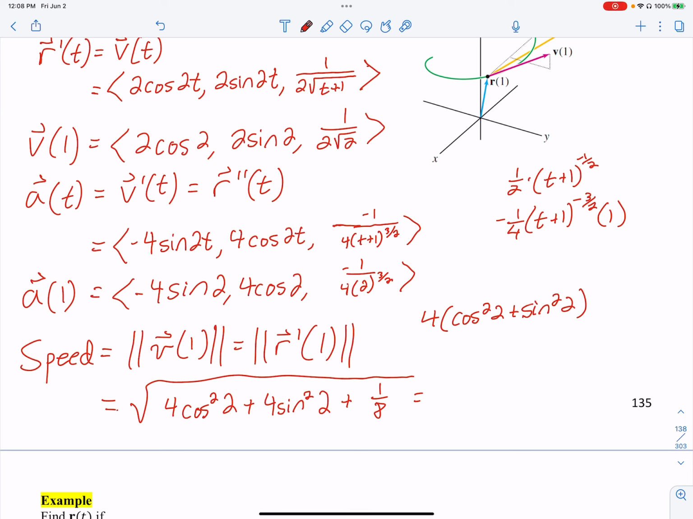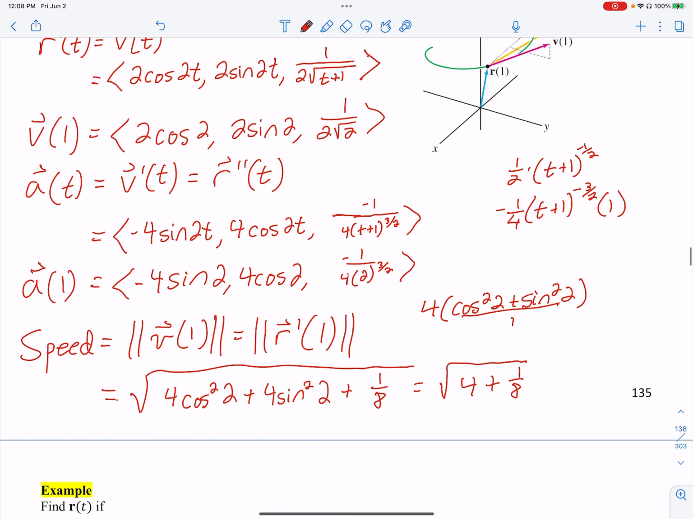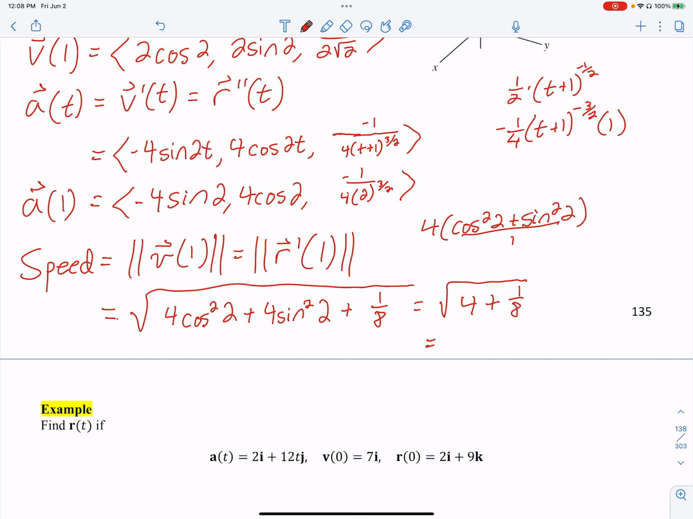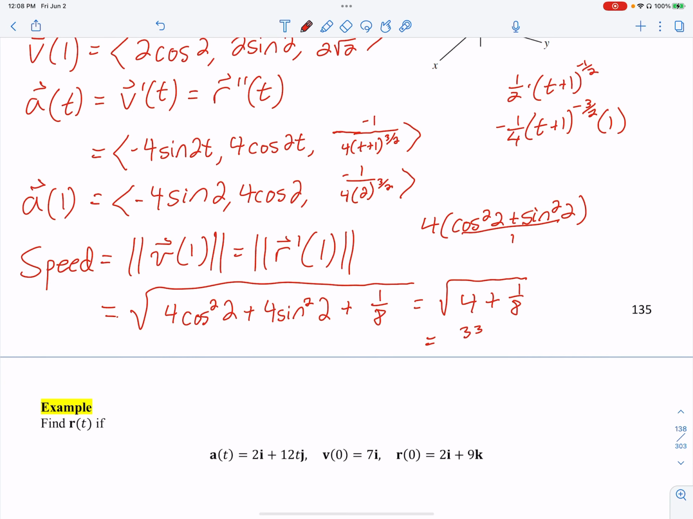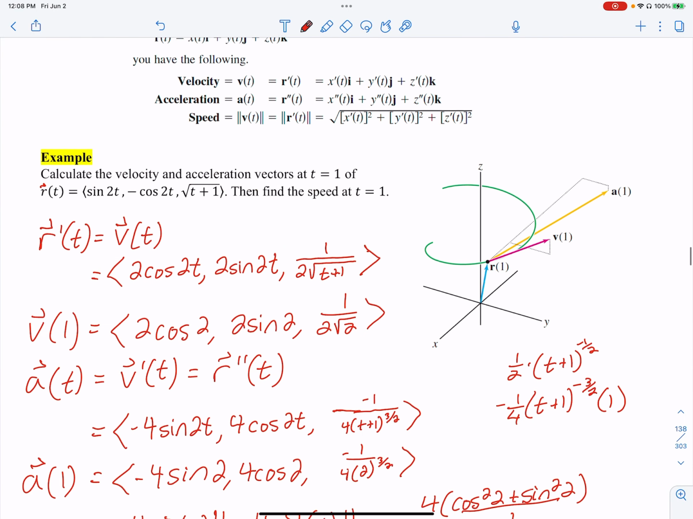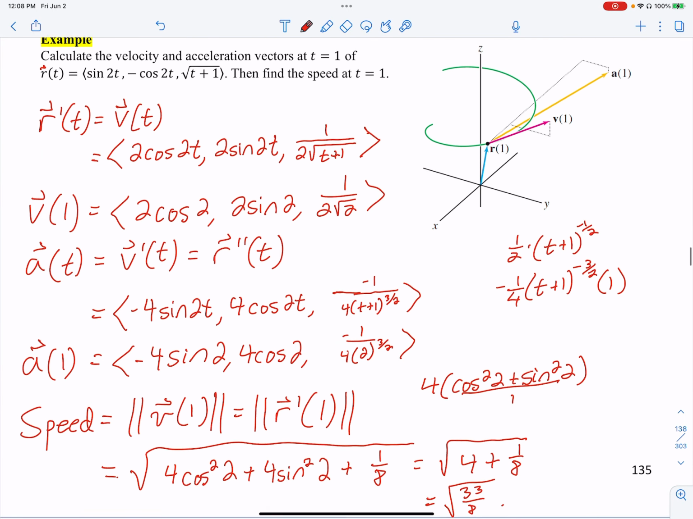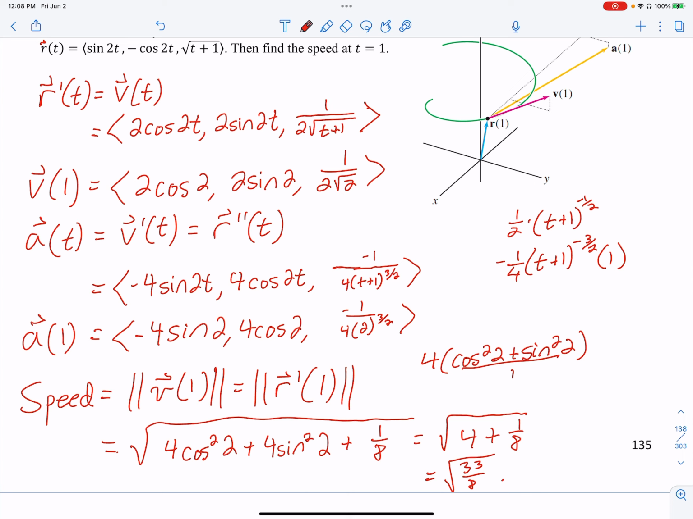That's what we get if we factor out 4. This is equal to 1. So we get the square root of 4 plus 1/8. 8 is 32 over, 4 is 32 over 8, so we get 33 over 8 radical. So that's the speed. I don't think they gave us units in this, so we'll just leave it alone. So that's how we find velocity, acceleration, and speed. It's not any different than Calc 1.